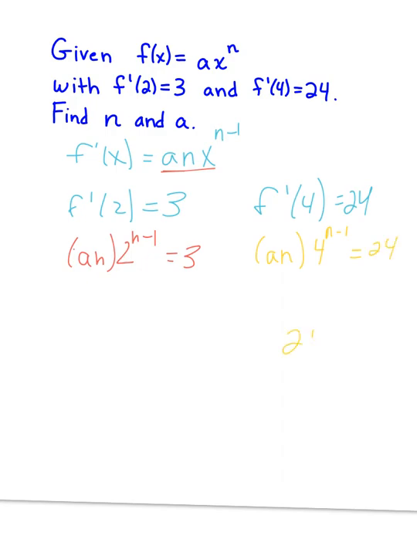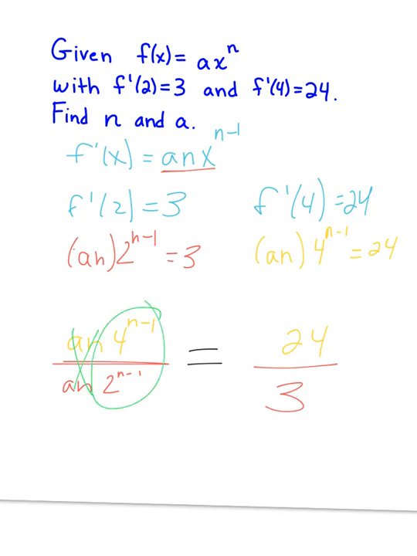Now what I'm going to do is set up a fact. I know that 24 over 3 is the ratio of these two derivatives. So 24 is the same thing as a n times 4 to the n minus 1, and 3 is the same thing as a times n times 2 to the n minus 1. I'm just comparing these two values, so now we can do some simplification. So we will cancel that.